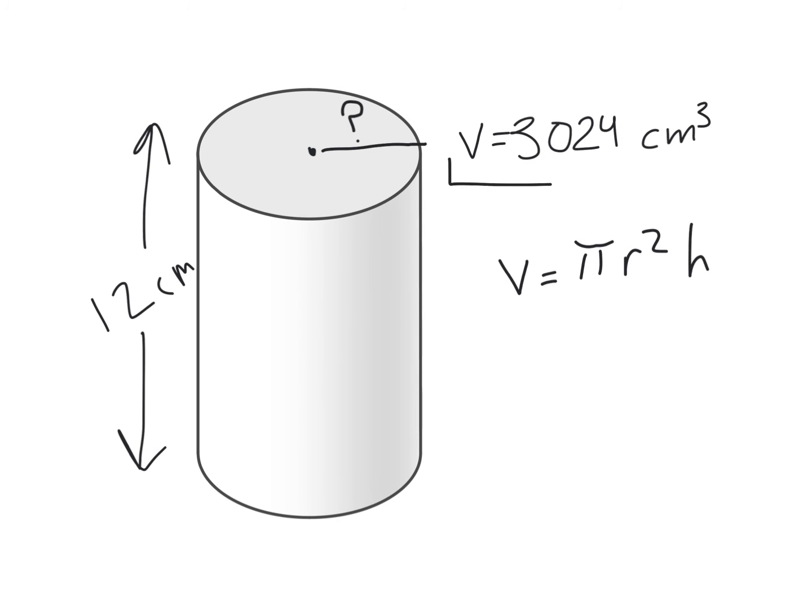Well, we know the volume, so we can say 3,024 is equal to pi. Now we don't know the radius, so times the radius squared times the height.